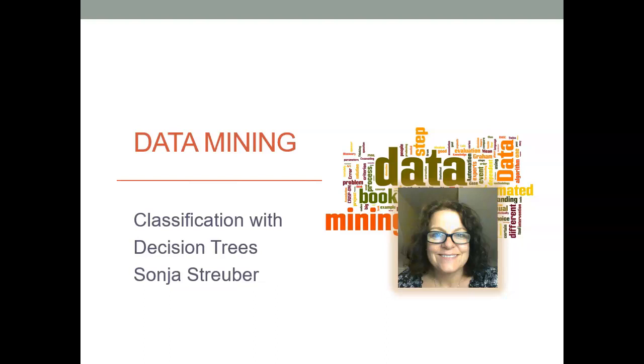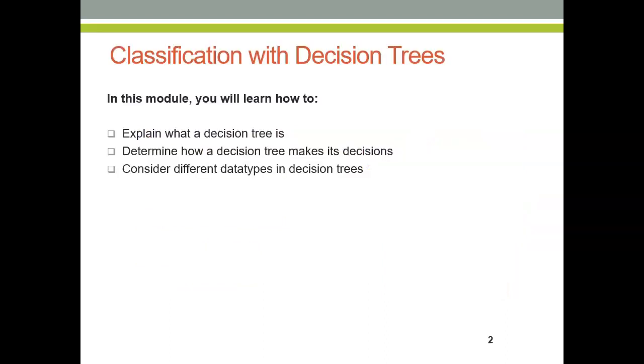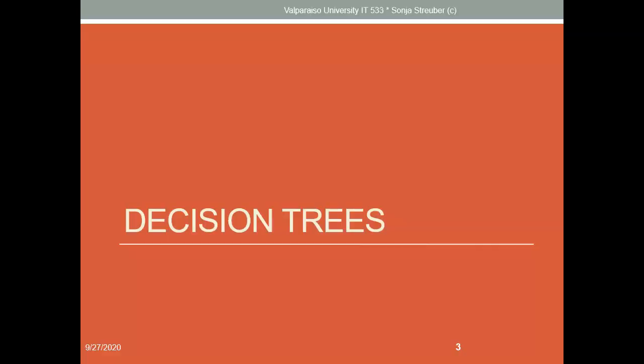In this module, we will talk about classification with decision trees. First, we will define what a decision tree is, and then we will look at how a decision tree makes its decisions. Lastly, we will look at how different data types function in decision trees. Let's get started.